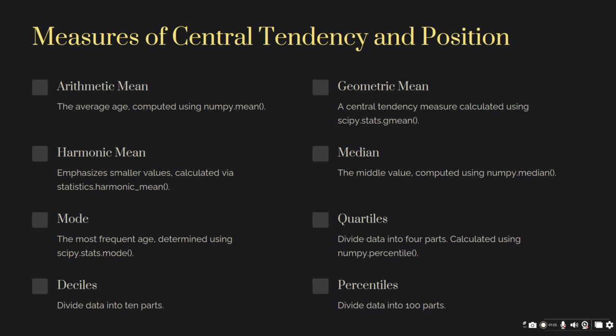Quartiles divide the data into 4 equal parts, identifying benchmarks like the youngest 25% or the middle 50%. Deciles divide the data into 10 equal parts for finer segmentation, such as the top 10% of employees by age. Percentiles divide the data into 100 parts, providing precise thresholds. For instance, the 90th percentile shows the age below which 90% of employees fall.